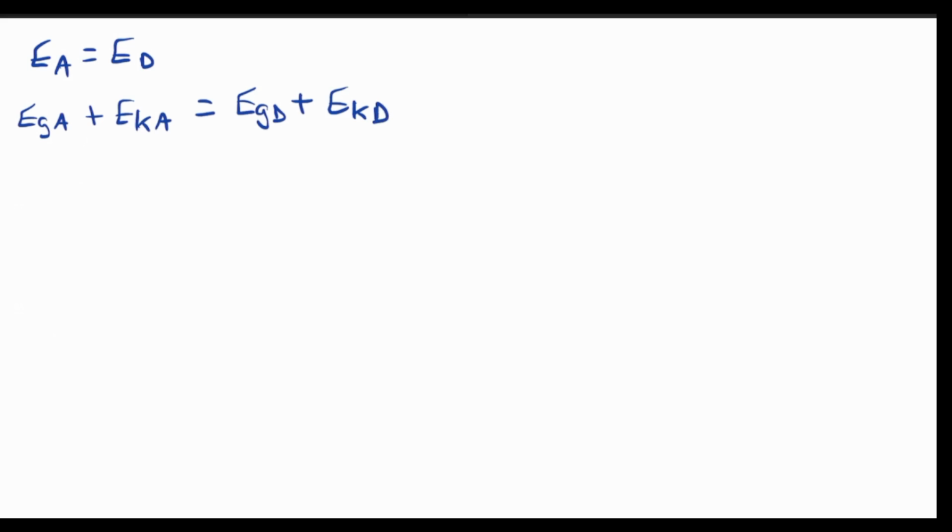Alright, so on our new page, we're going to repeat that. We're going to say that our total energy at point A is equal to our total energy at point D. We're going to add up the gravitational potential and kinetic energy at each of those points. So gravitational potential at point A plus kinetic energy at point A is equal to gravitational energy at point D plus kinetic energy at point D.